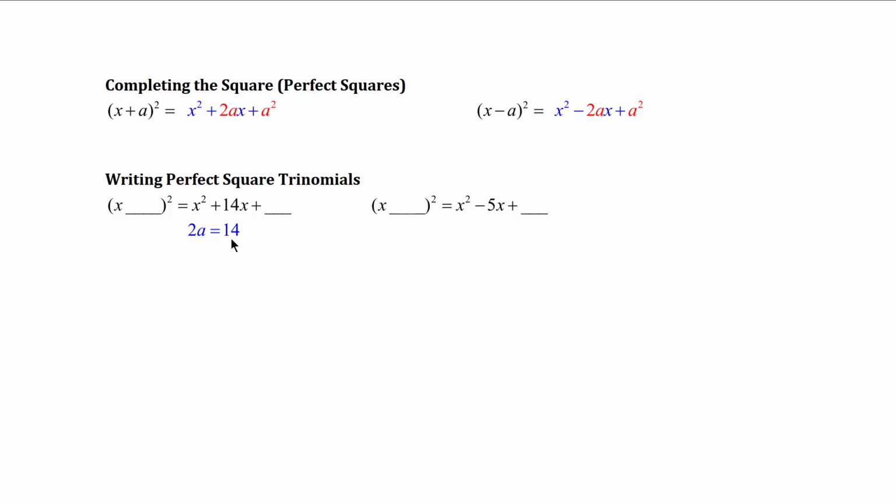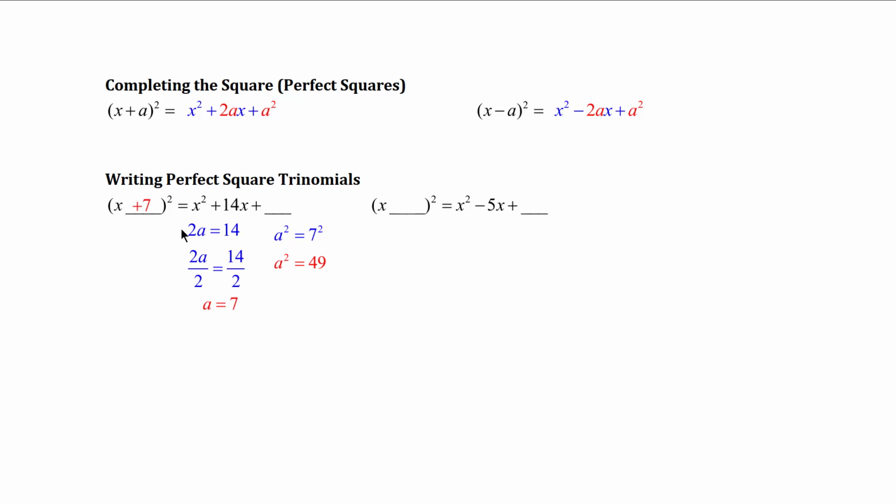Next, we need to solve for a by dividing both sides by 2. 2a divided by 2 is a, and 14 divided by 2 is 7. So we get a is equal to 7. Next, we know that the last term of a perfect square trinomial is always a squared. So we take our value for a and square it. So we have a squared is equal to 7 squared, which is just going to be 49. Next, we take our value for a and substitute it into the blank space on the left side of the equation.